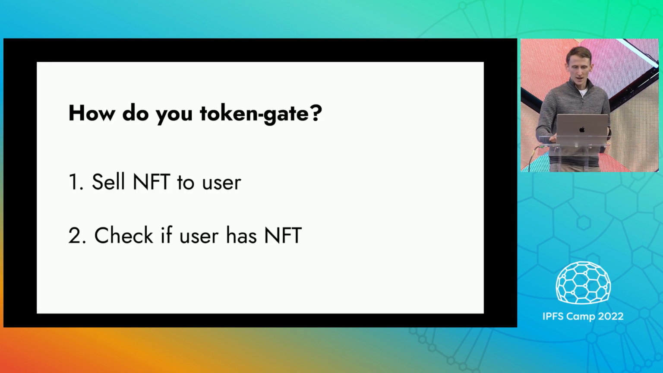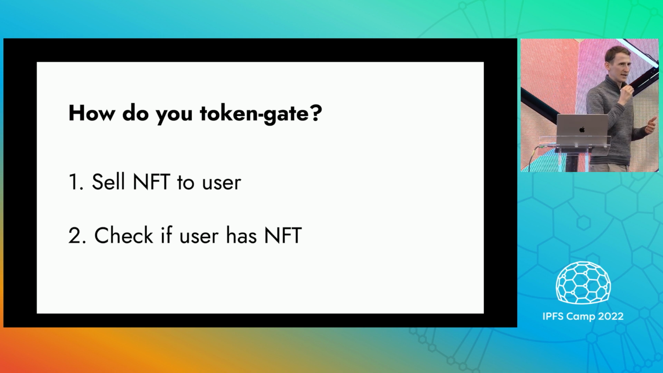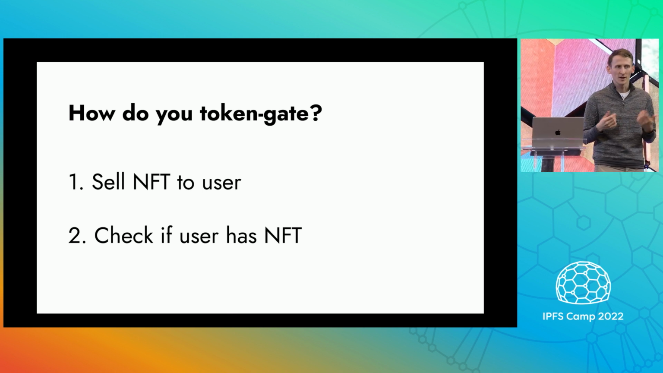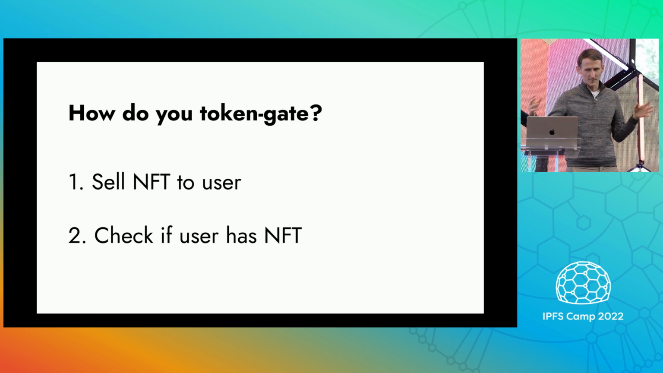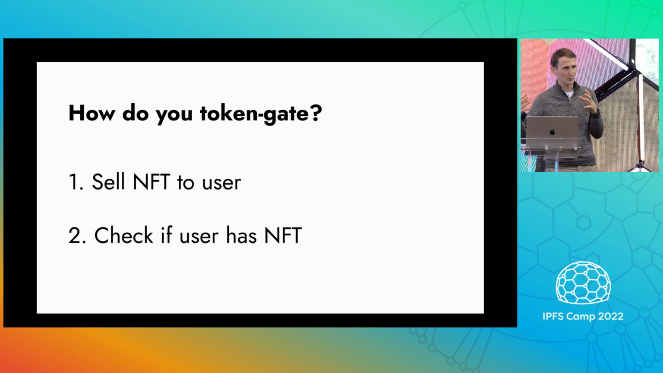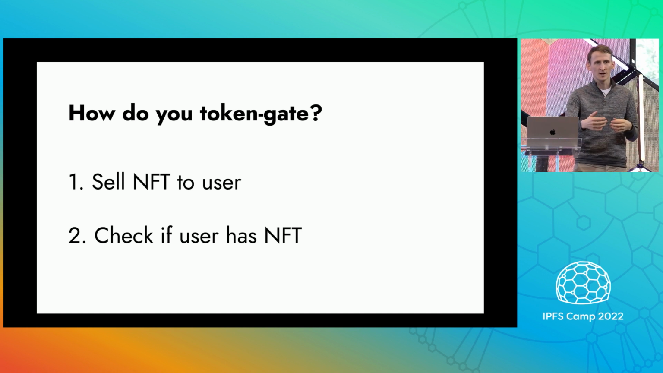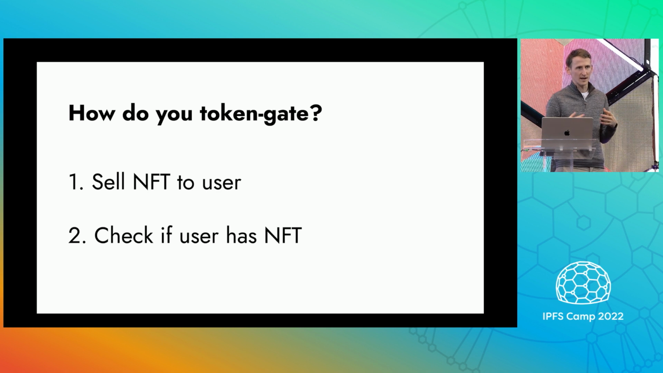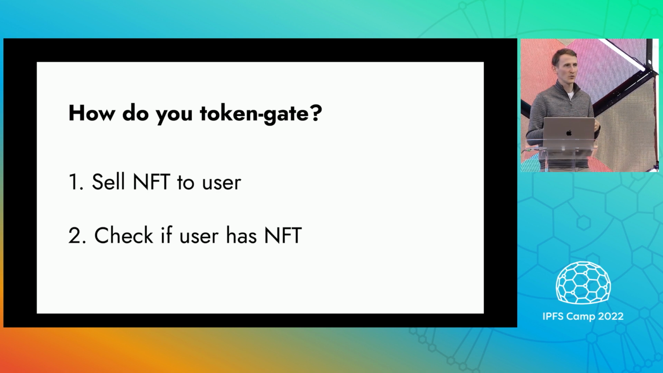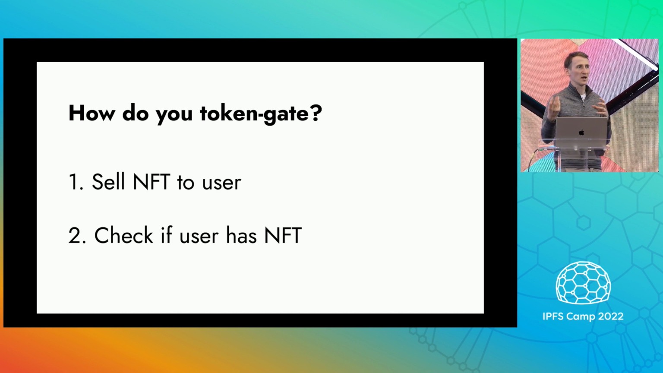And essentially token gating, to integrate it into your application, you need basically two steps. One, the user needs to get the NFT from somewhere, and this is where you can build your business model around. You sell the NFT to the user, that's where you make your money, and then when they come to your application at runtime, you need to check whether the user has the NFT or not, so you can tell whether you should allow them the access or not.